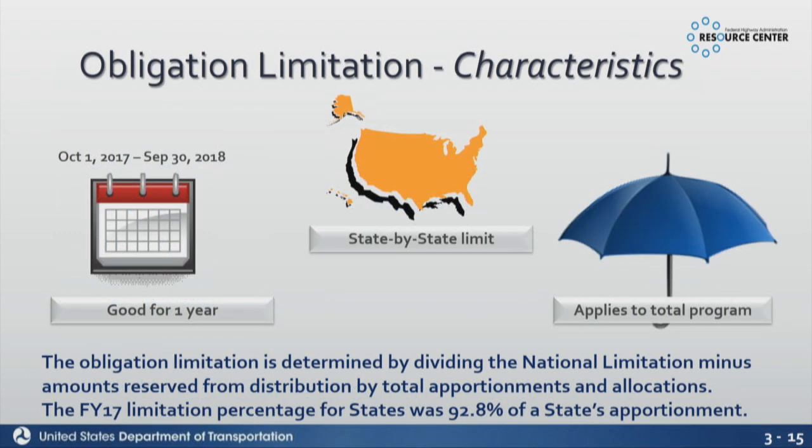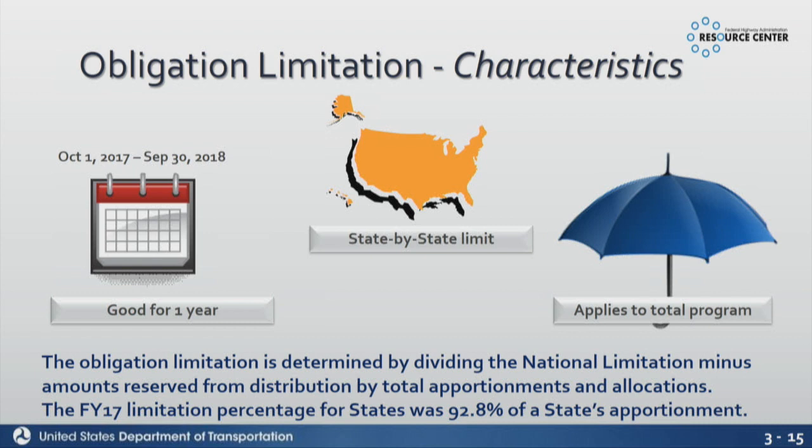So, what is it? Obligation limitation is good for 1 year. We talked about the FAST Act being good for 5 years. Your obligation limitation is exactly what we said, annual. It's a 1 year limit on what we're allowed to spend. Each state gets a limit, but it applies to the total program.